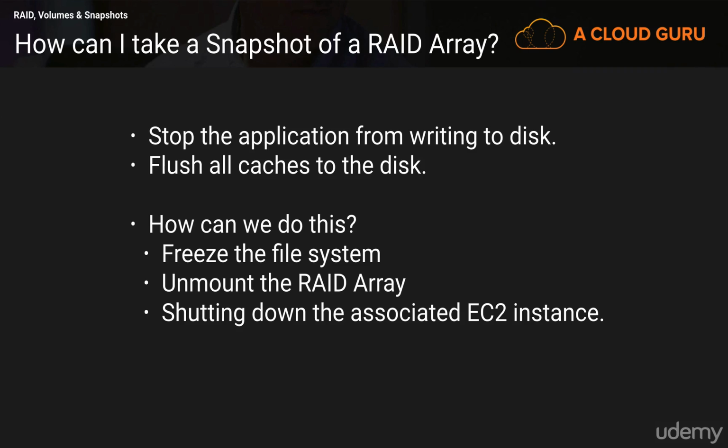So if you do see a scenario-based question in the exam talking about trying to take a snapshot of a RAID array, and the best way to go about doing it, look for either freezing the file system, unmounting the RAID array and then taking a snapshot, or the easiest way of them all, which is to simply shut down the associated EC2 instance, take a snapshot, and then power it back up again.